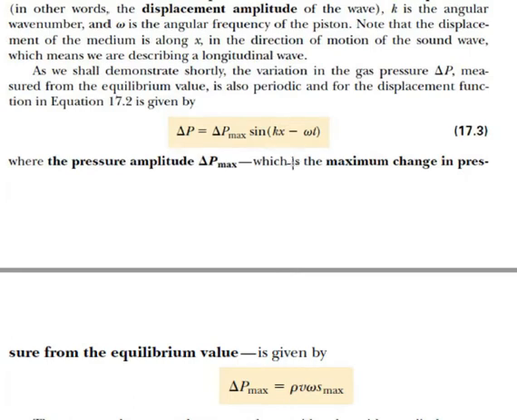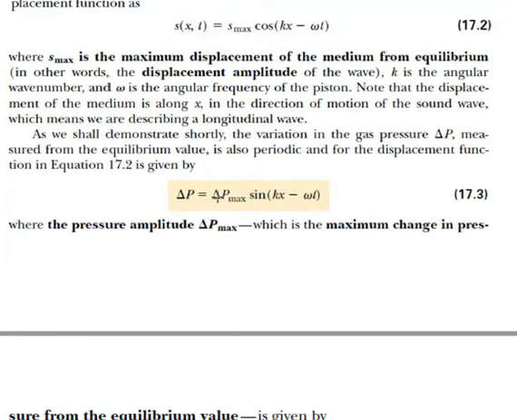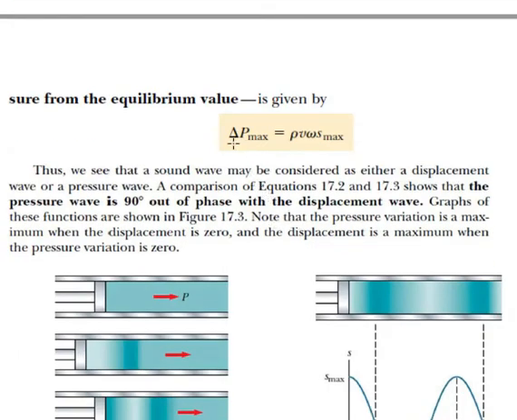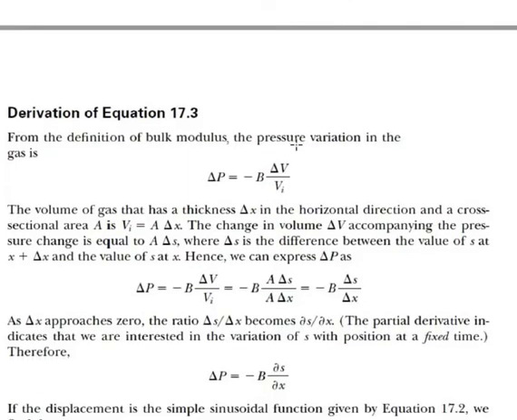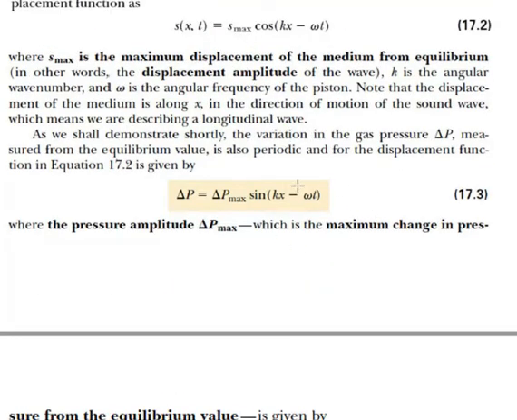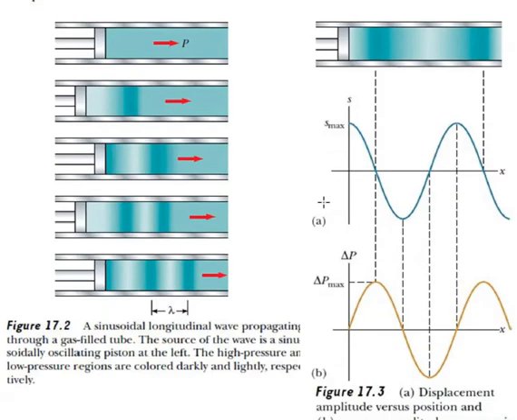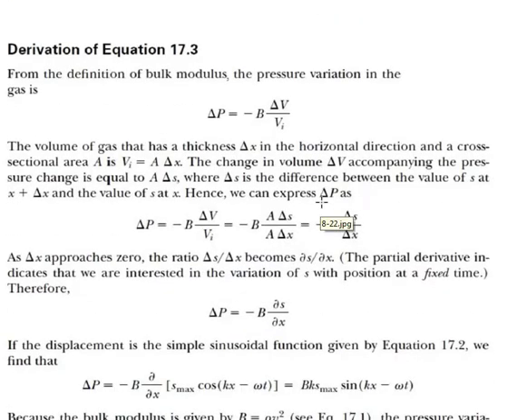And this displacement wave and pressure wave are 90 degrees out of phase. The maximum value of the change in pressure can be shown to be rho v omega s maximum. We will find it very shortly, that this is equal to this. So now, how to derive this equation? Let us derive this delta P is equal to delta P maximum into sine of kx minus omega t. So let us come to its rigorous derivation.